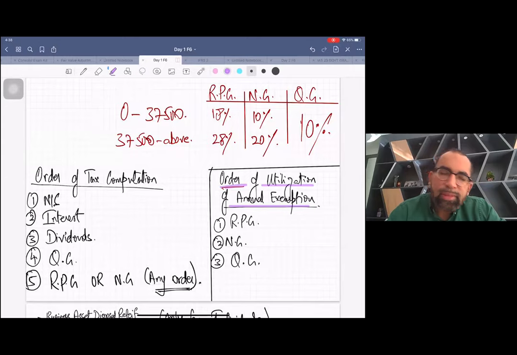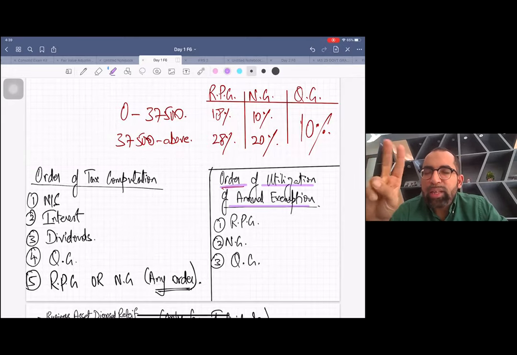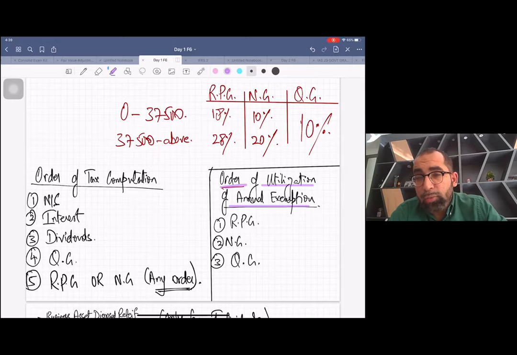You have these three gains in one fiscal year, that is RPG, NG, and QG, all three gains. So how will you utilize your annual exemption? Listen to the order. Always utilize the annual exemption in front of RPG first, then NG, and then QG. Okay, this is the order of utilization, and you must follow it. Otherwise, you will lose marks.